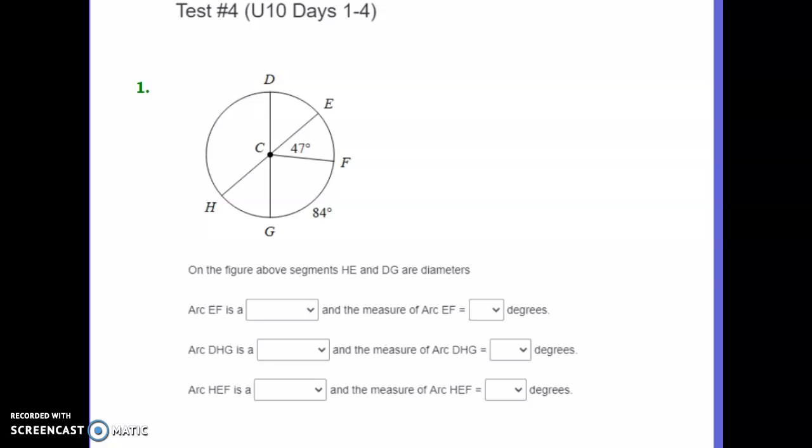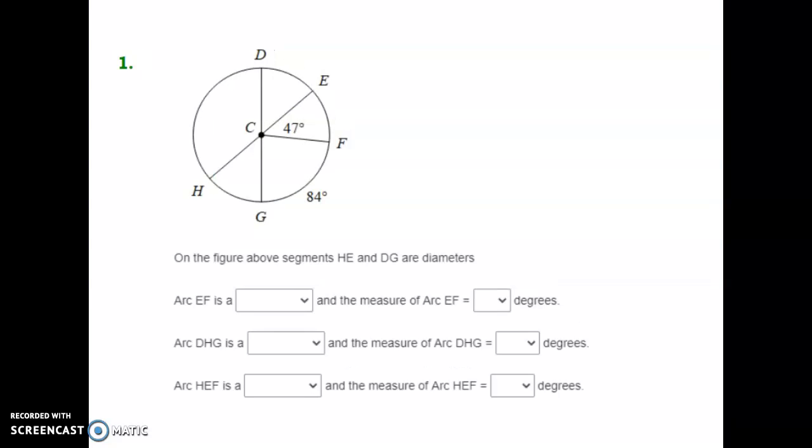Okay, this is the second test in Unit 10 for geometry, which is the retake for the first test, and you have 2 attempts. On the figure above, segments HE, and DG are diameters.